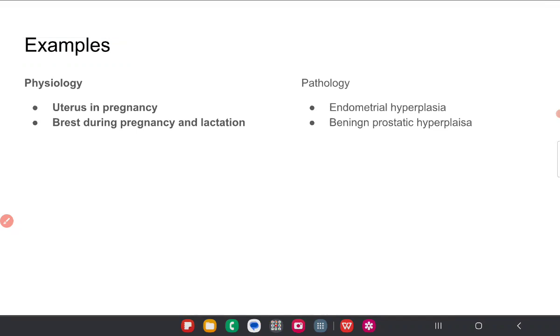Examples: in every case of cellular adaptation we have both physiological and pathological conditions. Physiological conditions: uterus in pregnancy, as well as breast during pregnancy and lactation. Pathological conditions: endometrial hyperplasia and benign prostatic hyperplasia. Endometrial hyperplasia can be both physiological and pathological.